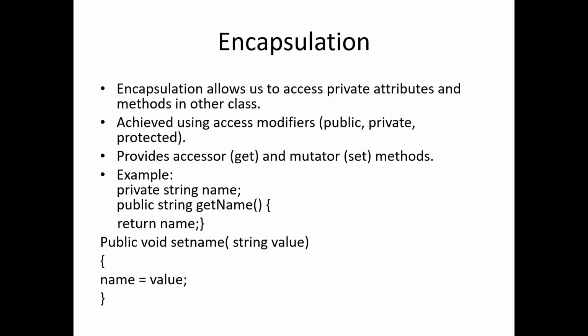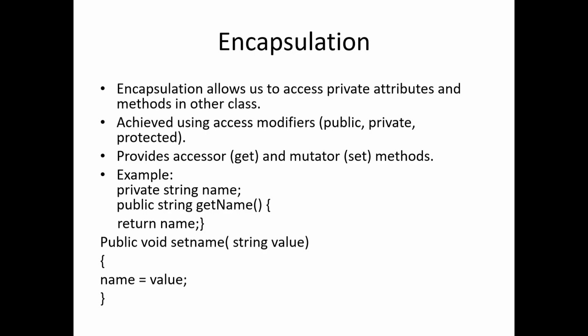There are two methods, the first is accessor and the second one is mutator. Accessor, we can get the meaning from its name, that we can access, we can get that value in another class with the help of the accessor method. And mutator, we can change that value in another class with the help of the mutator method. For example, there is an attribute which is declared as private String name. Now we want to access it in another class. How can we do that?